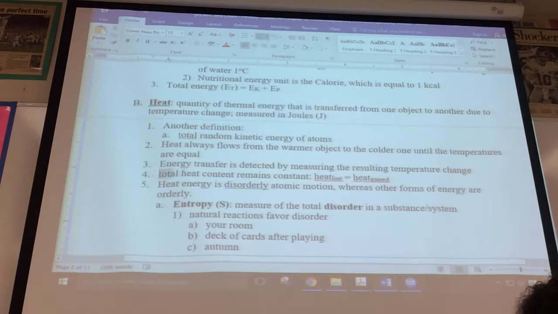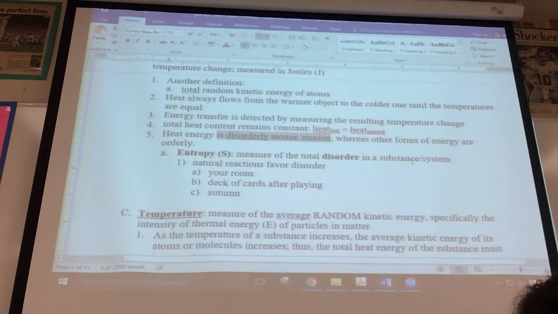All right, what you will also see is that any heat lost by a substance must be gained by another substance, and we'll talk about that in more detail next time. Now, heat energy happens to be disorderly atomic motion, whereas other forms of energy are orderly. But entropy is a measure of the total disorder in a substance or a system, and we'll talk about entropy in a lot more detail toward the end of the chapter. But natural reactions favor disorder. Disorder is actually a good thing, and that helps drive thermodynamic favorability.